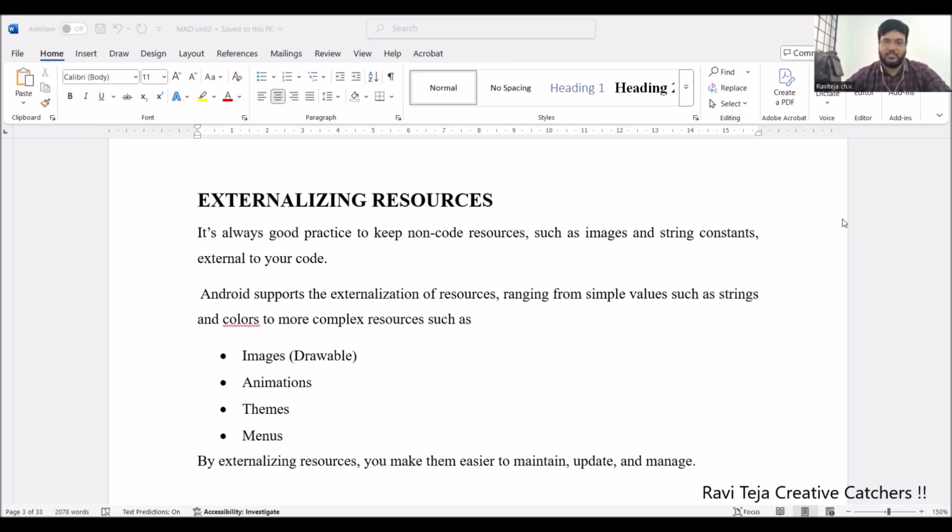So externalizing resources is one of the important aspects with respect to non-code resources, and it helps in maintaining, updating, and managing the applications whenever required.